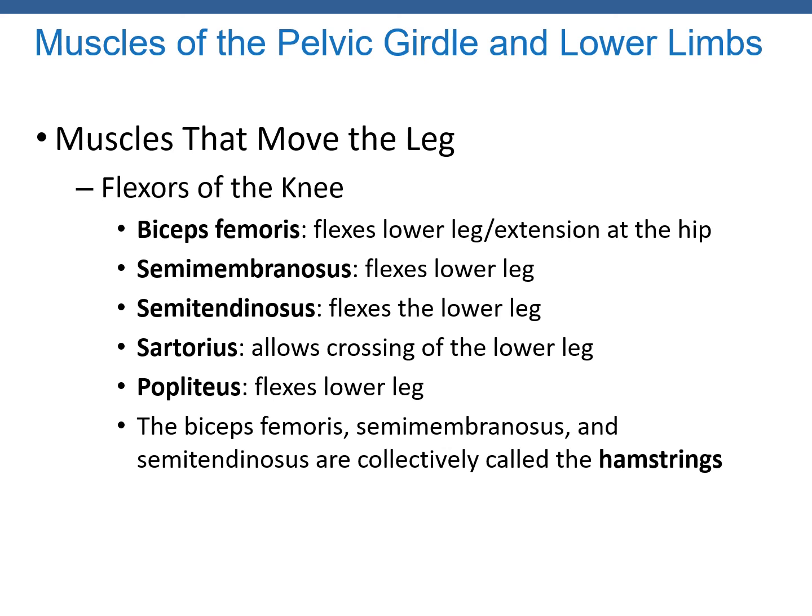Sartorius is going to be a unique muscle that we include as a flexor of the knee because it allows for the crossing of the lower leg, where you can bring one leg over on top of the other and cross your legs. The popliteus is part of the flexors of the knee, but not considered exclusively part of the hamstring group.